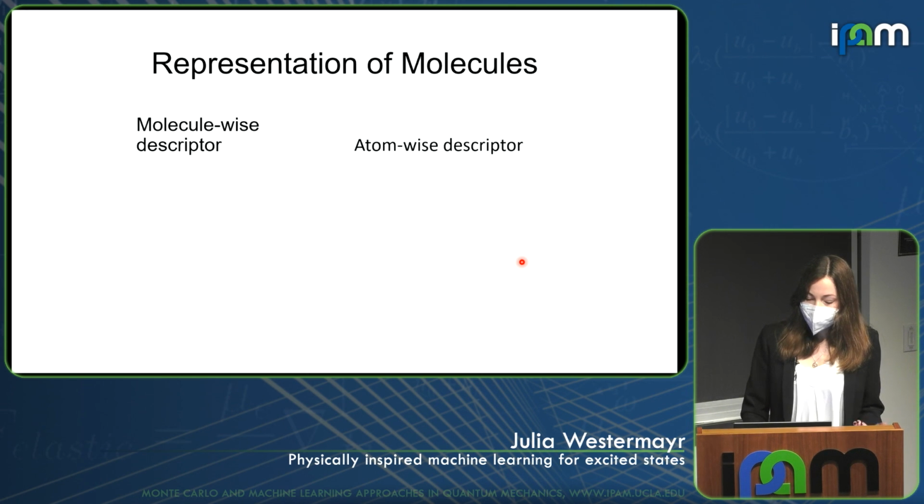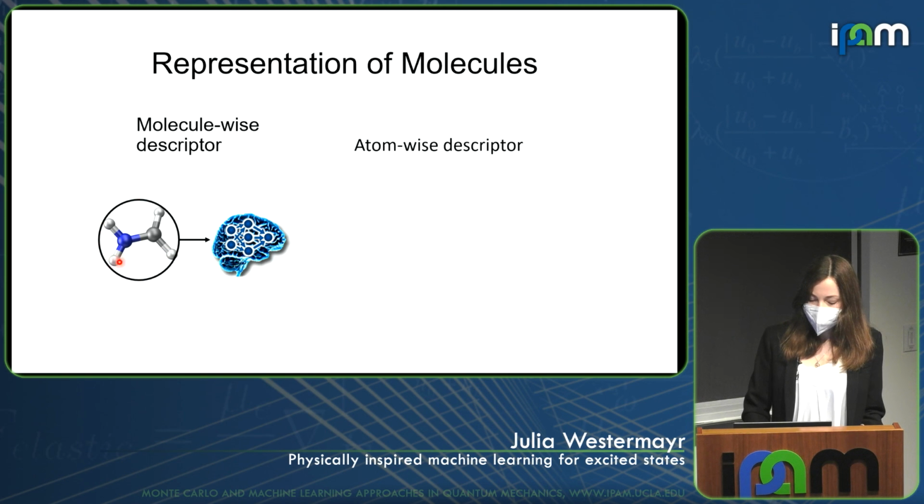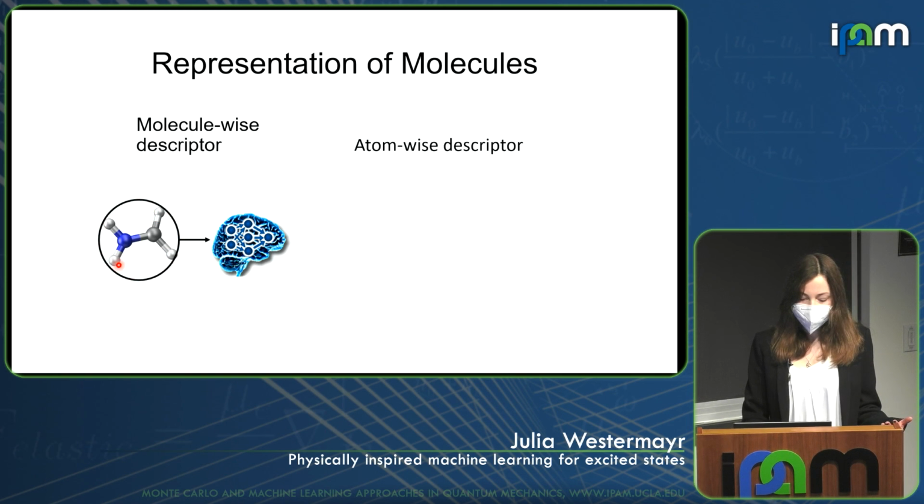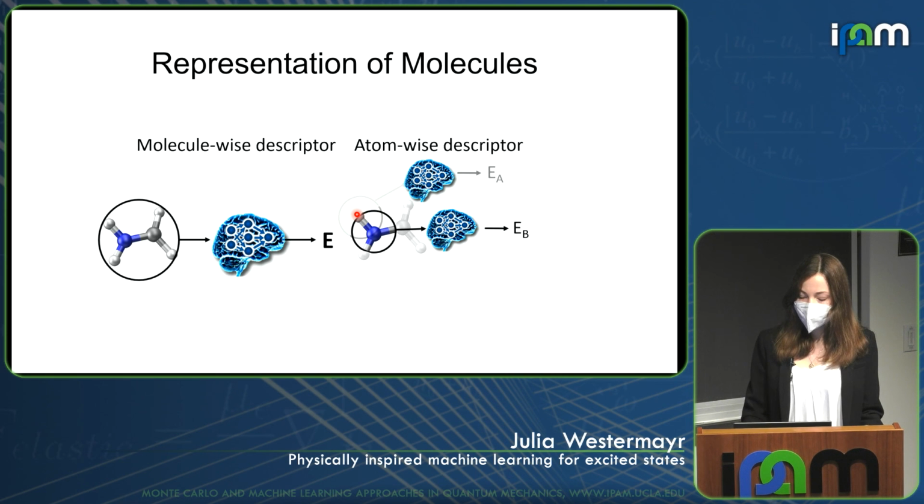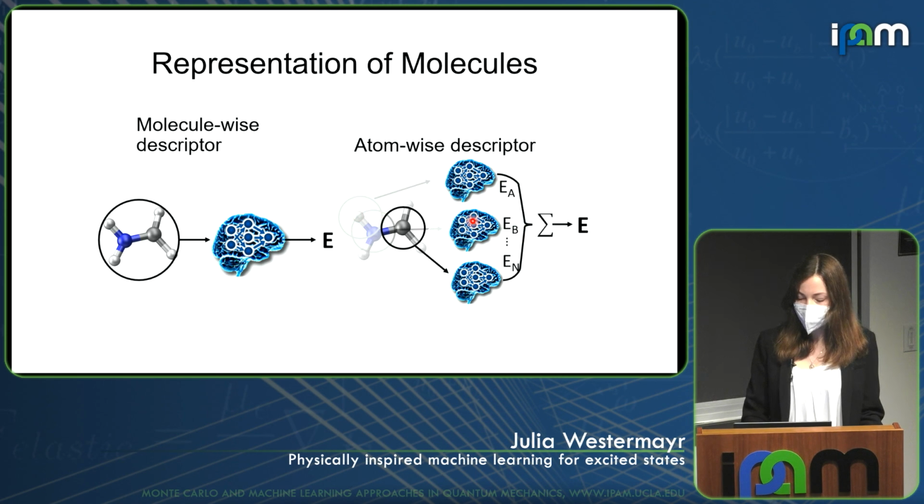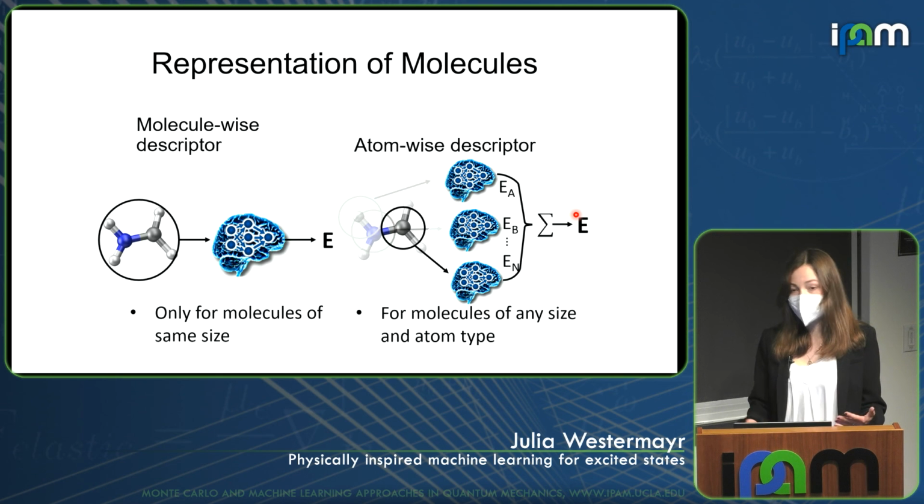Yes, and the nice thing about it is that compared to just a molecule-wise descriptor, like the inverse distance matrix, where we can only sample one molecule, we now describe the molecule atom-wise. So we model the atoms in their atomic and chemical structural environment. If we want to train, for instance, on energies, we get atomic contributions for the energy, and then we sum them up. And this works for molecules of any size and atom type.